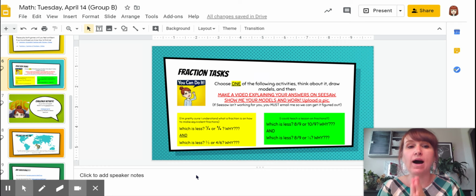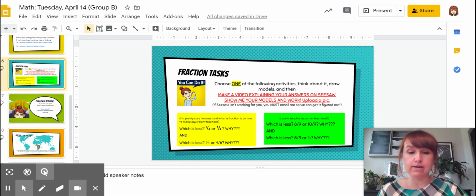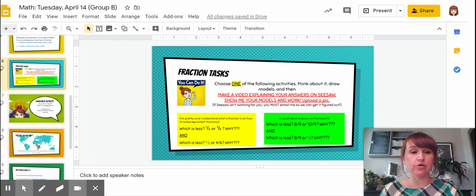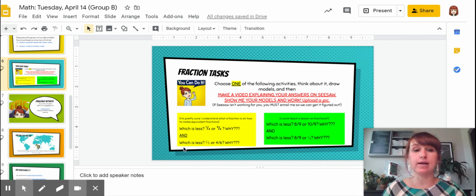Why? The why is what I'm focusing on. So you can show me the why in pictures. You can show me the why by explaining. You can show me both, but I need to know why. And on the yellow, the second one is, which one is less, 1/3 or 4/6. Now, the green option is obviously going to be a little more difficult. I would love for you to try to solve the green. If you make good pictures, then you can easily do this, in my opinion.